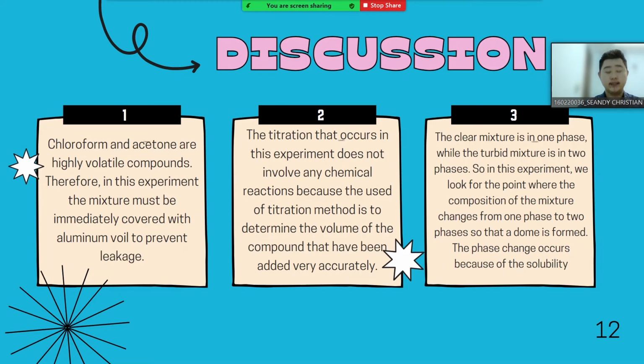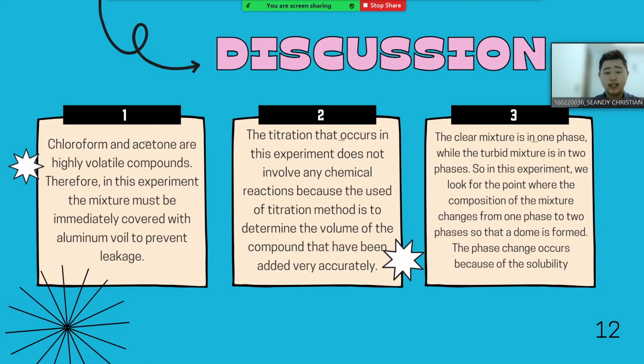From this experiment, there are three main discussion points to note. The first is chloroform and acetone are highly volatile compounds. Therefore, in this experiment, the mixture must be immediately covered with aluminum foil to prevent leakage. The second is that the titration in this experiment does not involve any chemical reactions, because the titration method is used to determine the volume of the compound that has been added very accurately.